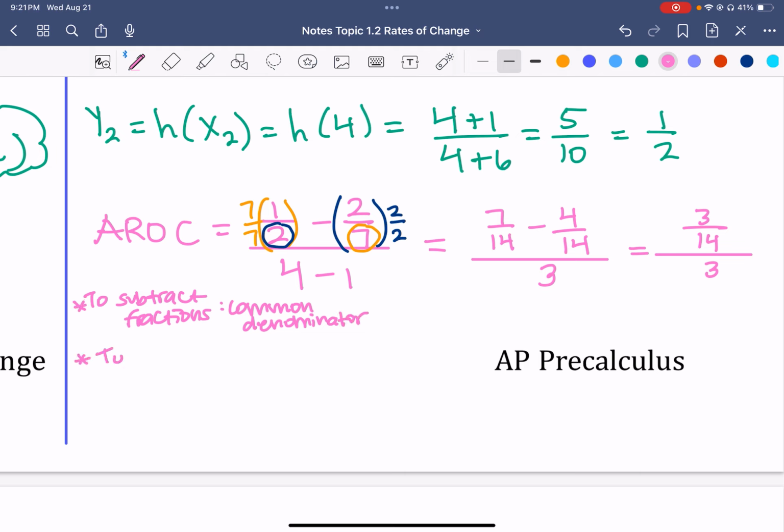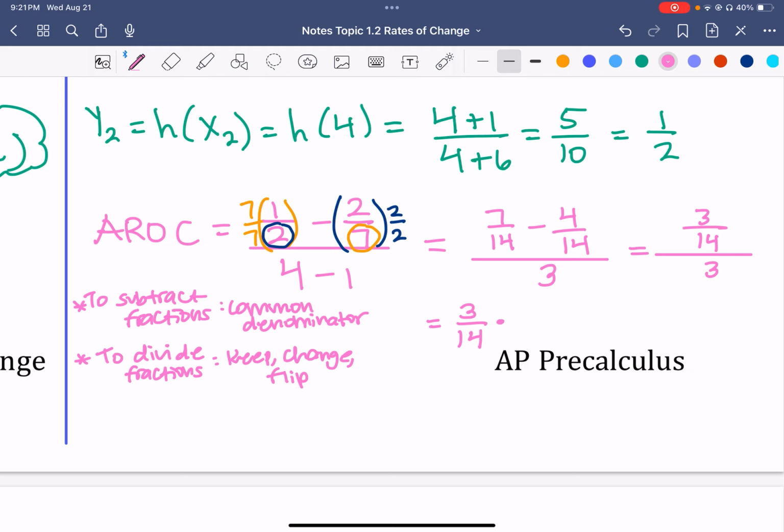The second thing, to divide fractions, you're gonna do keep, change, and then flip. So what you're gonna do is you're gonna keep the numerator, which is 3 over 14. After that, you're going to change the sign to multiplication. The next part is to flip.